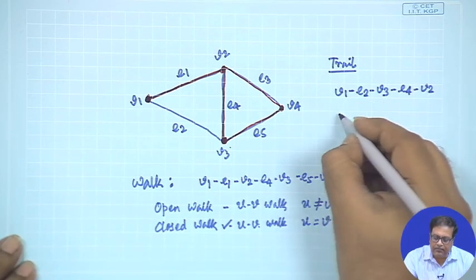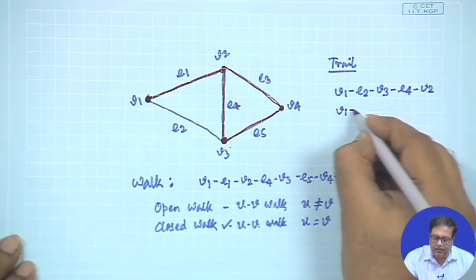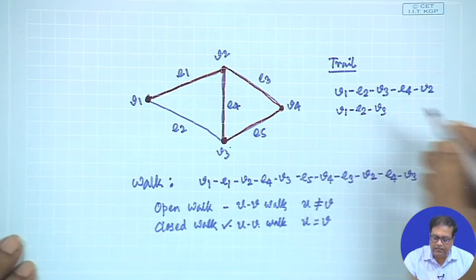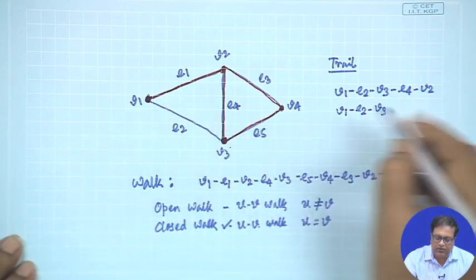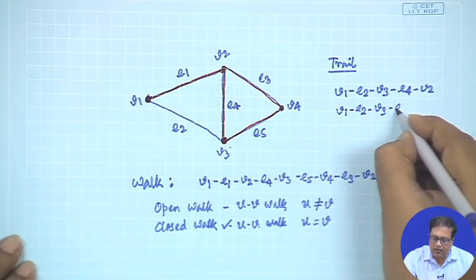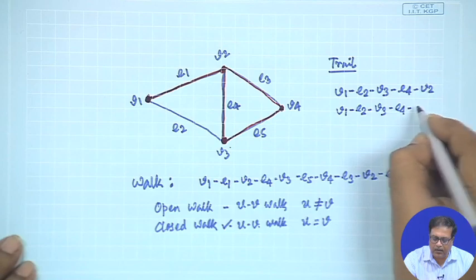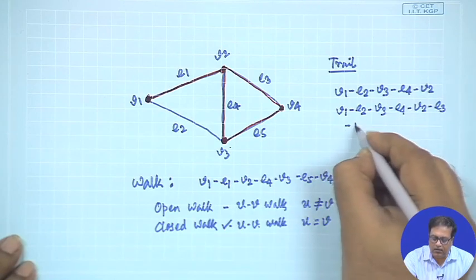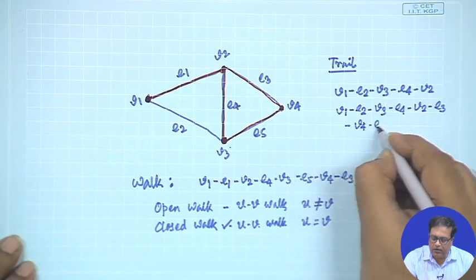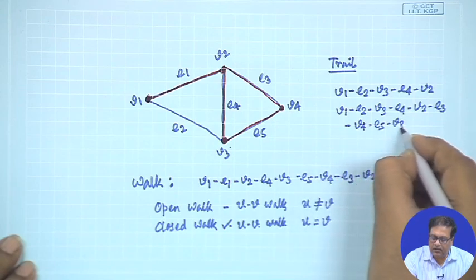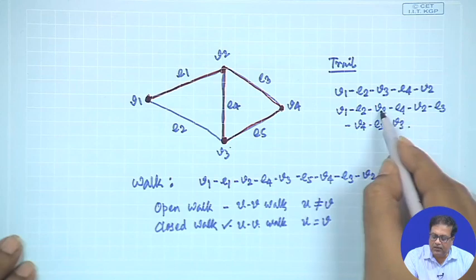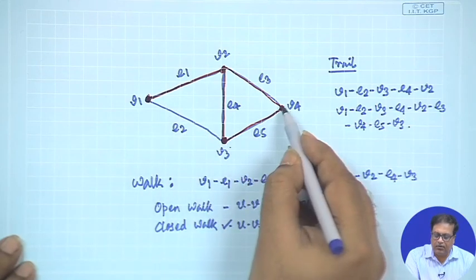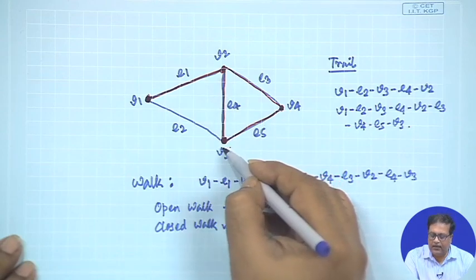Suppose we have V1, E2, V3, then E4, V2, E3, and then continue V4, E5, V3. You see here that V3 is repeated. We have gone like this, and we have finally ended here.